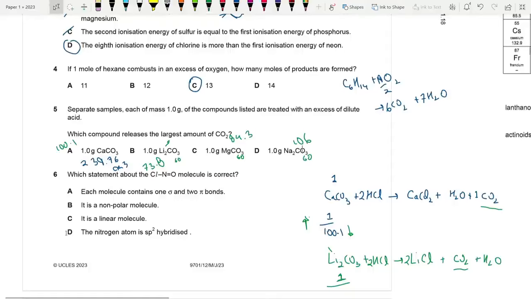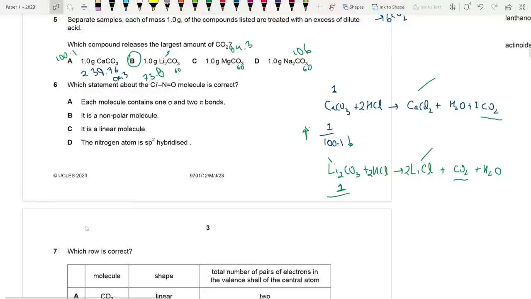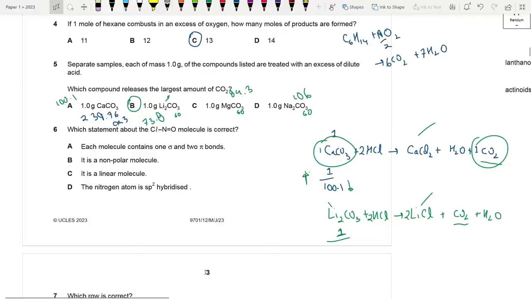So I am gonna go for 5B, because all of the equations are the same regardless of being group 1 or group 2. The moles of CO2 and the moles of the carbonate itself will always be the same.